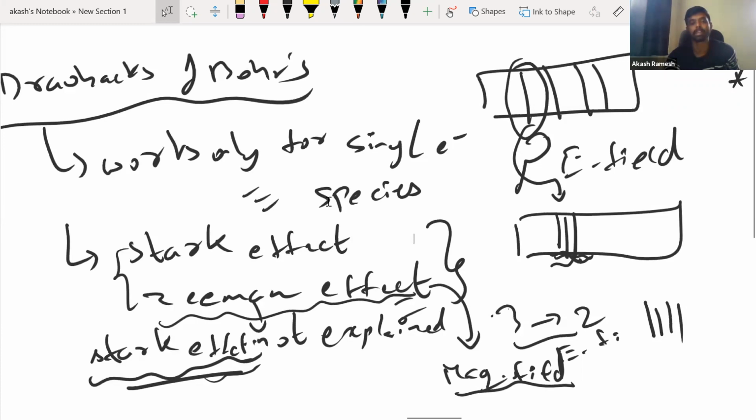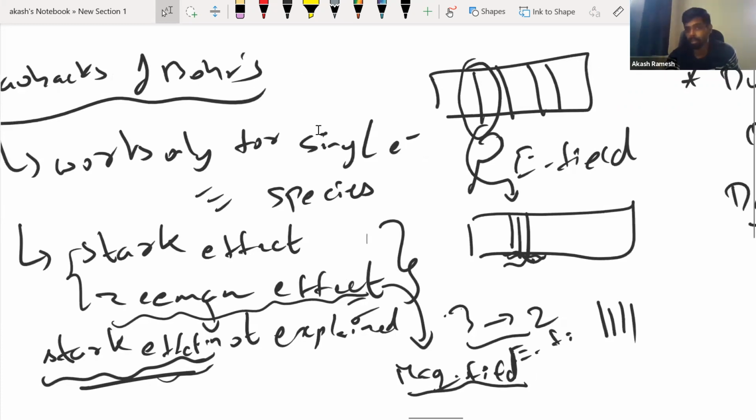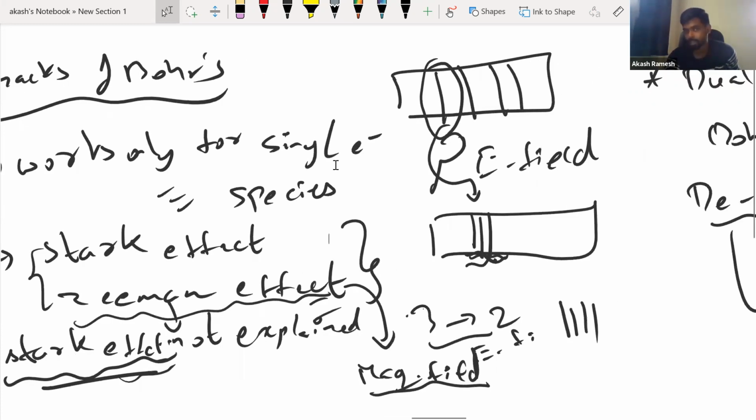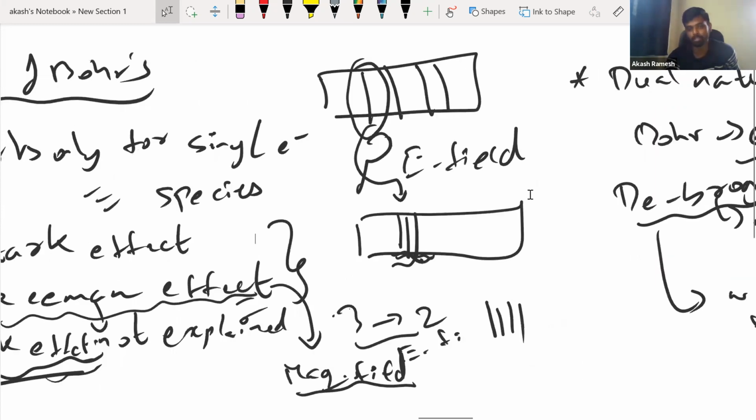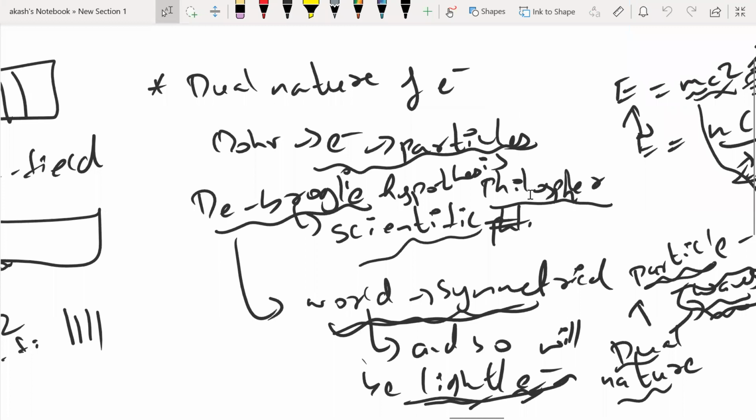Next, Bohr considered electrons to be only particles. But when de Broglie's hypothesis came into the picture... Any questions? Okay, fine. So Niels Bohr took electrons to be only particles, but we know that electrons have both particle as well as wave nature. That was proposed by the scientist de Broglie.